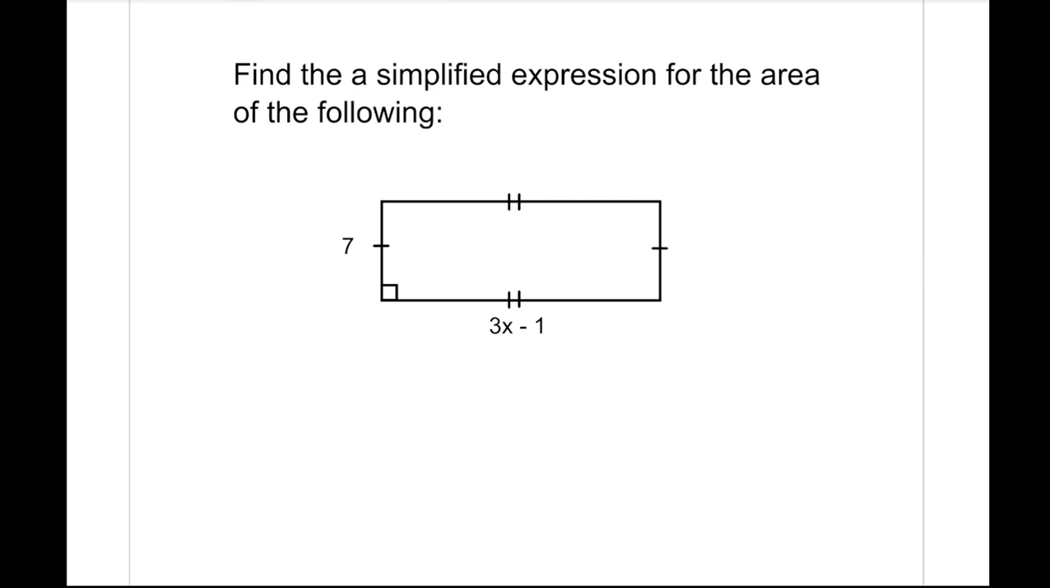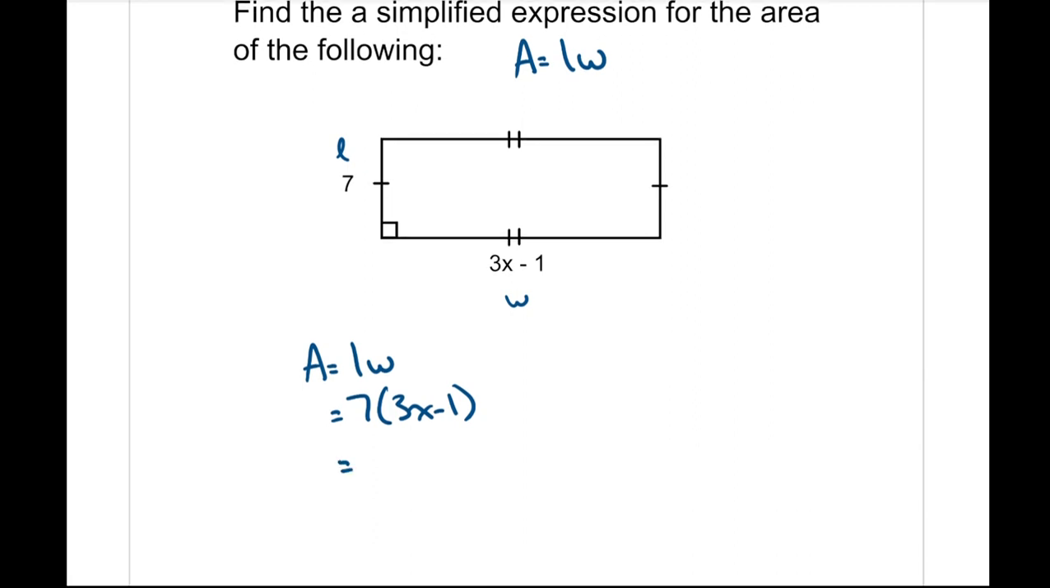In the next example, now we're going to be looking at coming up with a simplified expression for the area of the following. So not the perimeter anymore. So now we're dealing with area. And again, remember, area for a rectangle is area equals length times width. So in this case, we could argue that this is my length and this is my width, or we could reverse it. It doesn't really matter, and it doesn't change what we have to do. So in this case, area equals length times width. So it's going to be 7 times 3x minus 1.